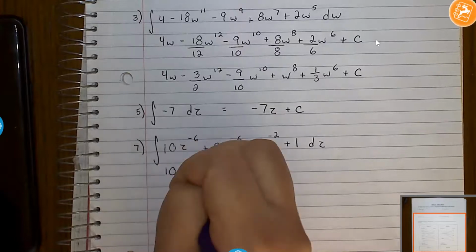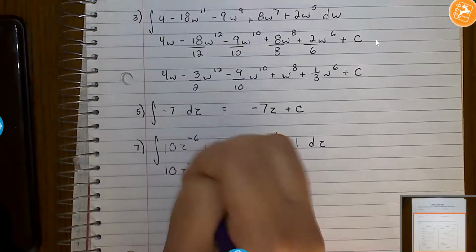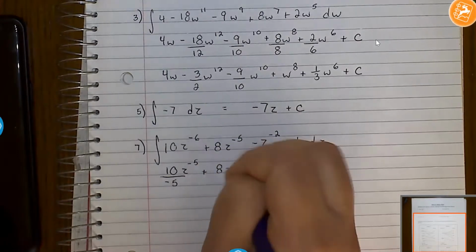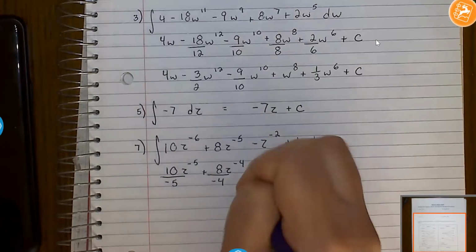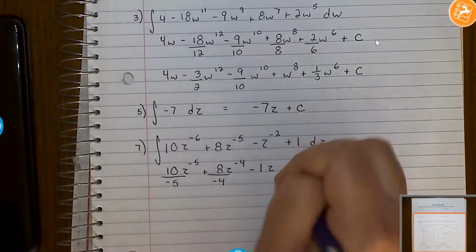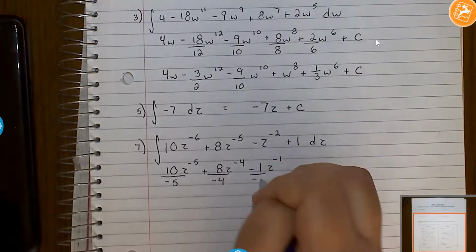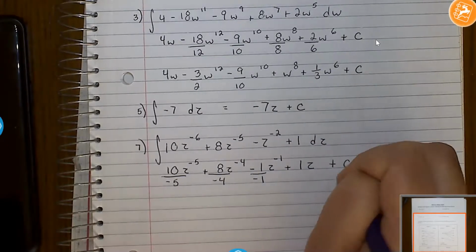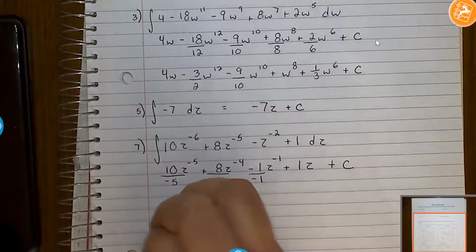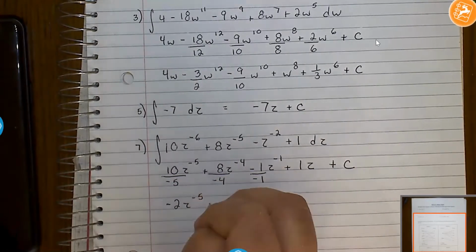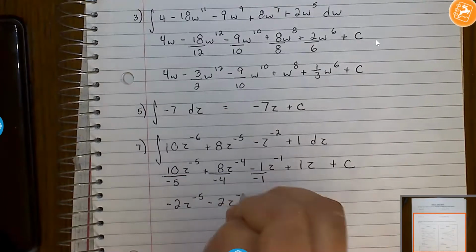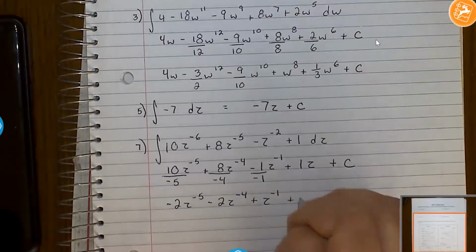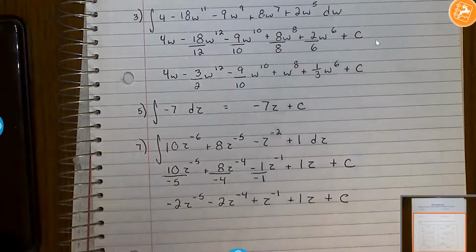So we have 10z to the -5th divided by -5 plus 8z to the -4th divided by -4 minus 1z to the -1 over -1 plus 1z plus c. Now, if we simplify this, we get -2z to the -5th minus 2z to the -4th plus 1z to the -1 plus 1z plus c.